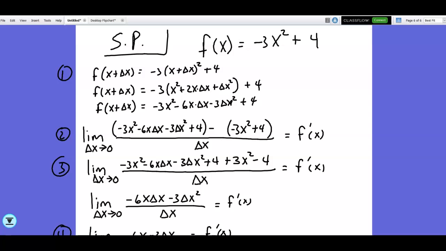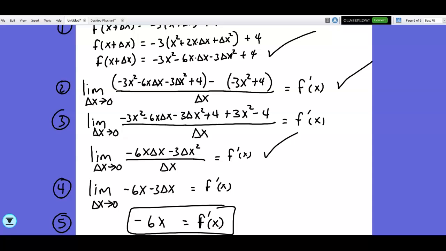Okay, so your final answer obviously should be negative 6x. We already know that because we could do the shortcut. So you know you should have ended up with negative 6x. So here's the steps. This is what I got for step 1. So check that on your slide. This is what I got for step 2. So check that on your work. And this is what I got for step 3 after I simplified. Okay. Step 4. After removing the discontinuity, this is what I got. And then in step 5, after you plug 0 in for delta x, you end up with negative 6x.